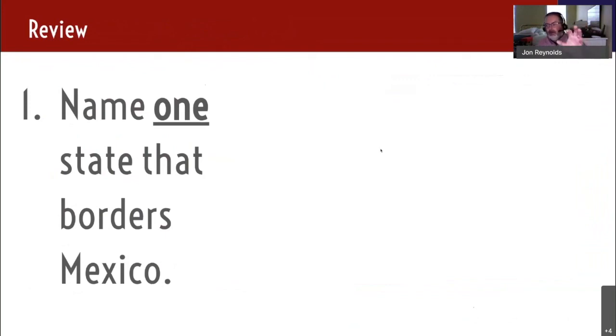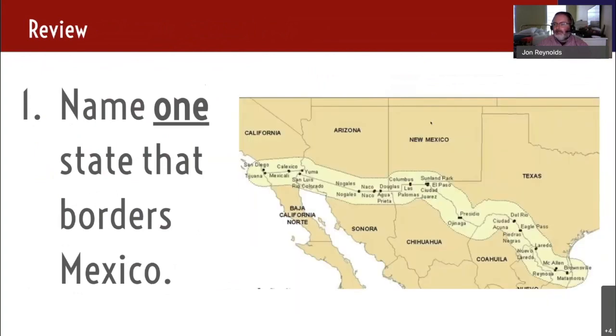So remember, Mexico is to the south. Can somebody tell me the name of one state that borders Mexico? Anybody have a guess? New Mexico? Yeah, so there are actually a few states. So everyone, let's say these states together. Are we ready? Let's say them.